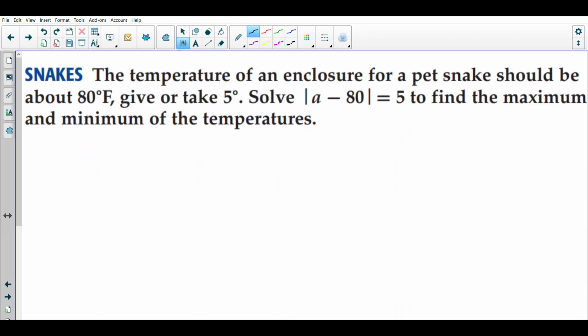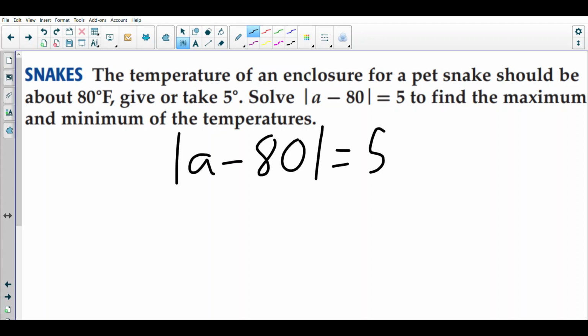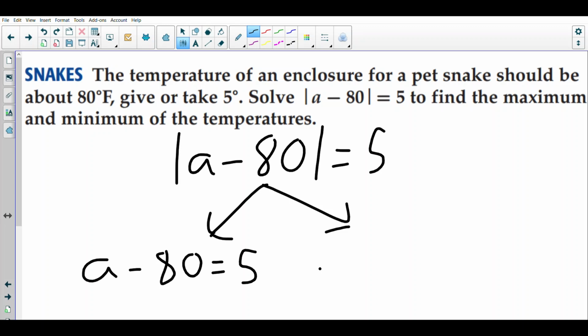Okay, so the temperature of an enclosure for a pet snake could be about 80 degrees Fahrenheit, give or take 5 degrees. Solve the absolute value of a minus 80 equals 5 to find the max and the min. So we're just going to split them. The absolute value of a minus 80 is equal to 5. So again, it's going to split into two different equations. We get a minus 80 is equal to the positive 5, or a minus 80 is equal to the negative, so negative 5.